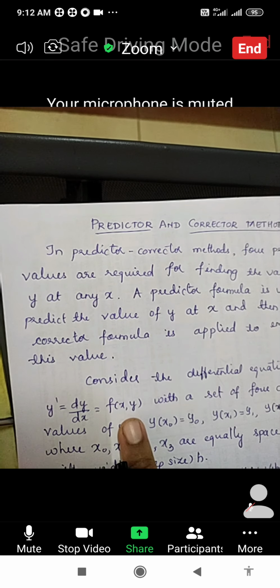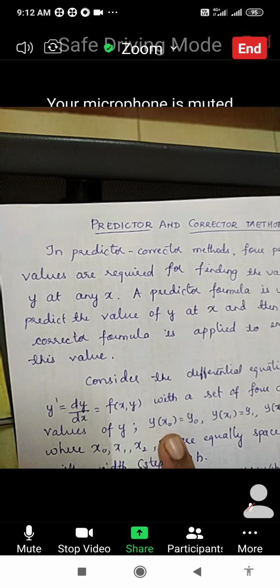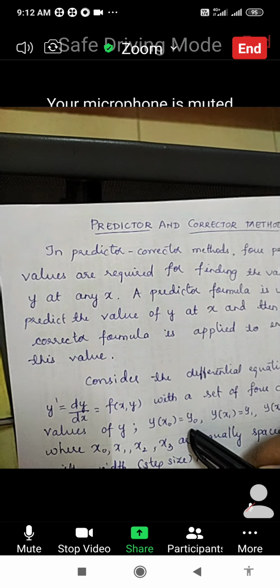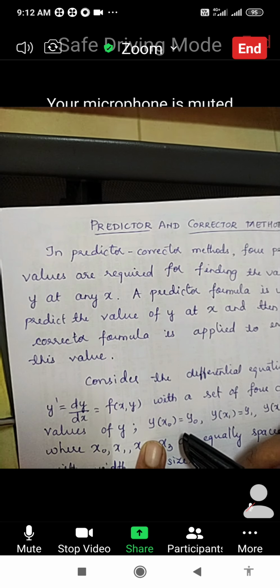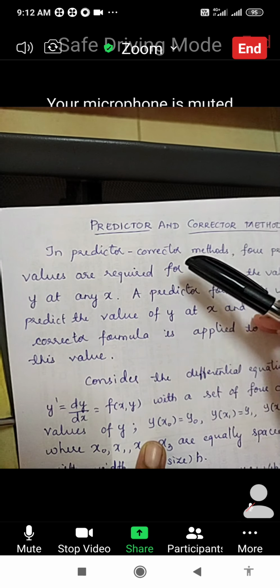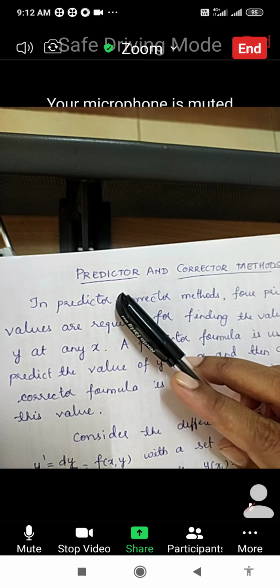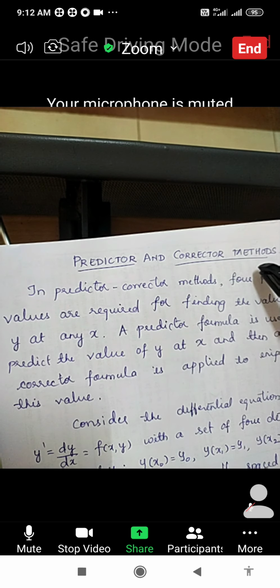x comma y with one condition y of x naught equal to y naught. So one differential equation with one condition was enough to solve this differential equation and get the solution by the 3 methods: Taylor's, RK method, and modified Euler's method. Now we have 2 methods which are general. In general, they are predictor and corrector methods.